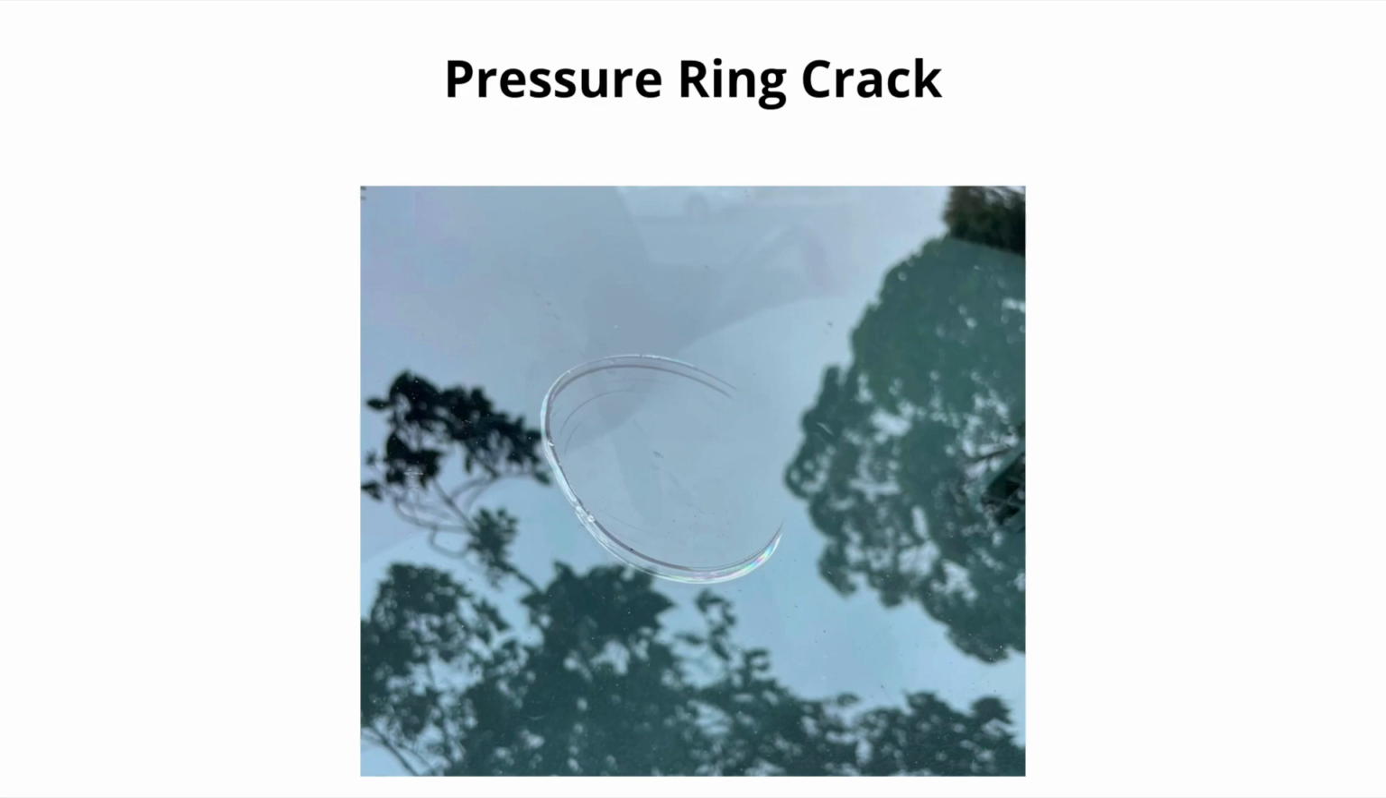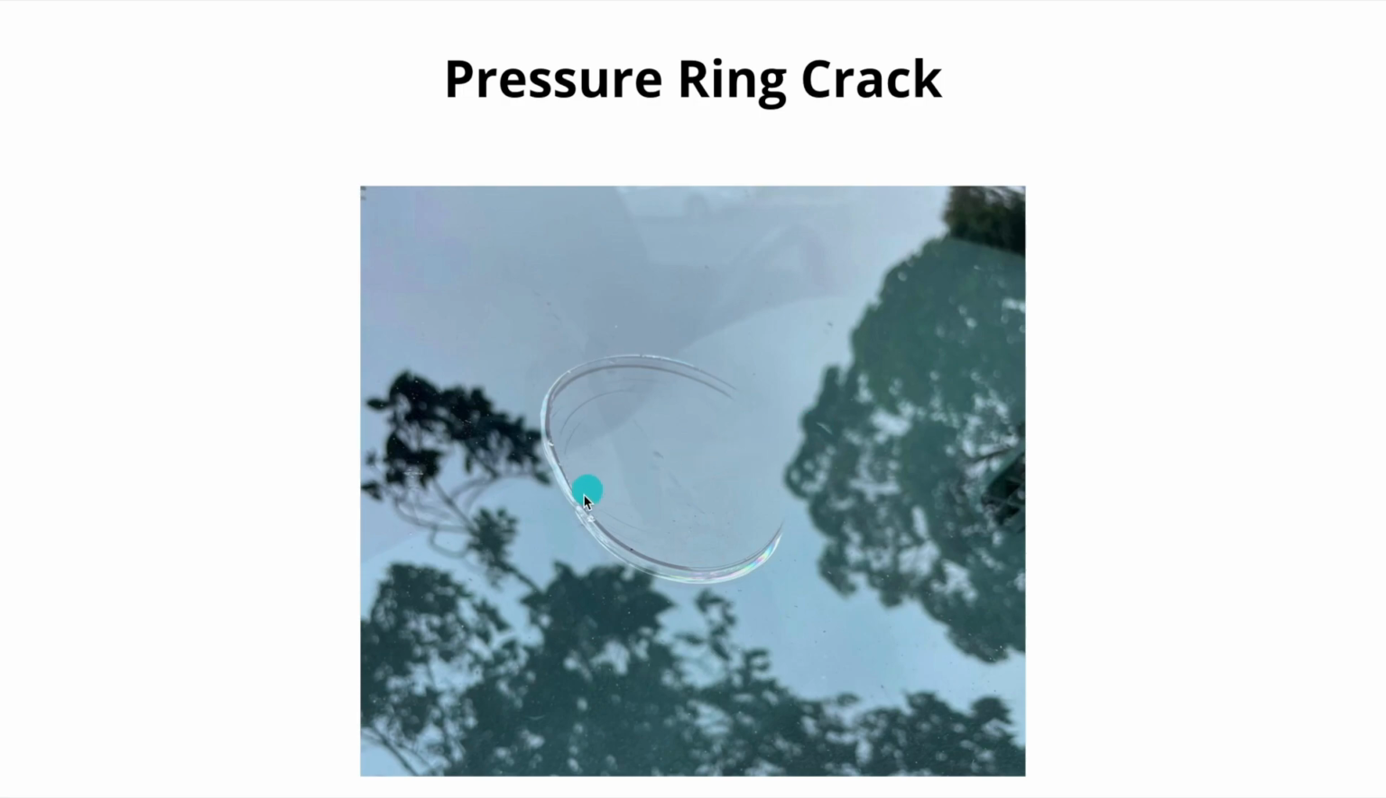So this one I just did recently. This is usually what happens when a big rock or something hits the windshield, and if you can see right in the center of this big circle, there's a little blemish right there. That's usually where the rock will hit, or whatever debris came up hit, and then it will create this pressure ring around it. So kind of a weird break, but essentially these are still repairable.